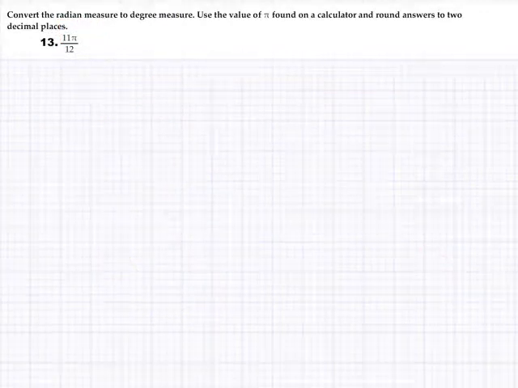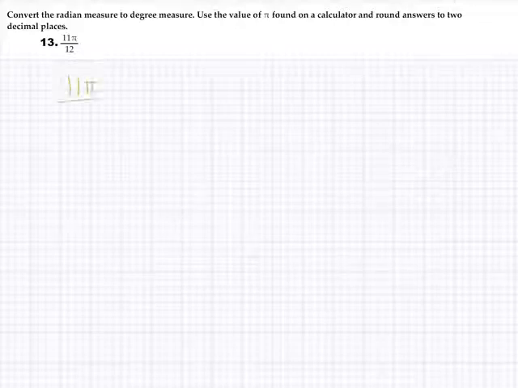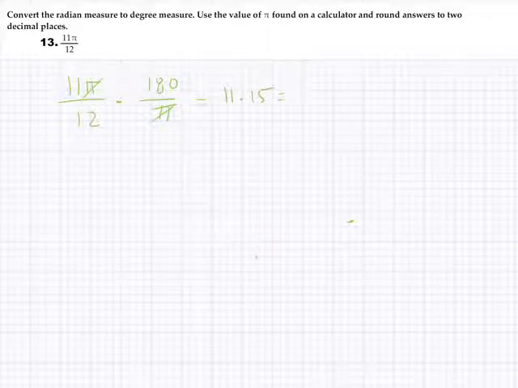So here we want to convert this radian to degrees. In order to do that, we take our radian measure, 11 pi over 12, and we'll multiply by 180 over pi. So we cancel the pi's. Here we could simplify the 180 and the 12. We would get 15, so that we have 11 times 15. So once we do 11 times 15, we get 165 degrees.